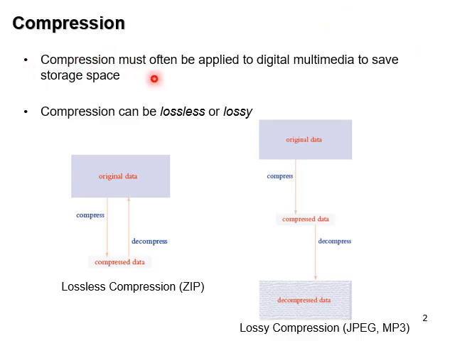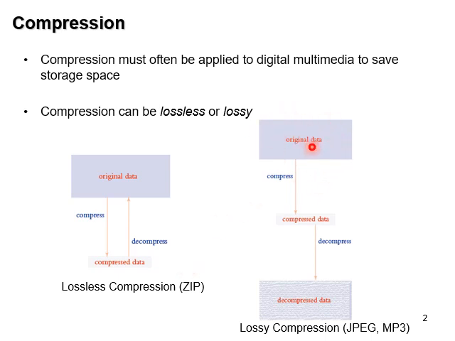So compression must, as we said, often be applied to digital multimedia to save storage space. If you remember this slide from before, there are two types of compression methods. We have lossless compression, we have lossy compression. So lossless compression is as follows. If you have some original data, you compress it, you get the compressed data, and then if you decompress the compressed data, you will get back the same original data without losing any of the content of the original data. An example of this is zip compression, which we apply to any files.